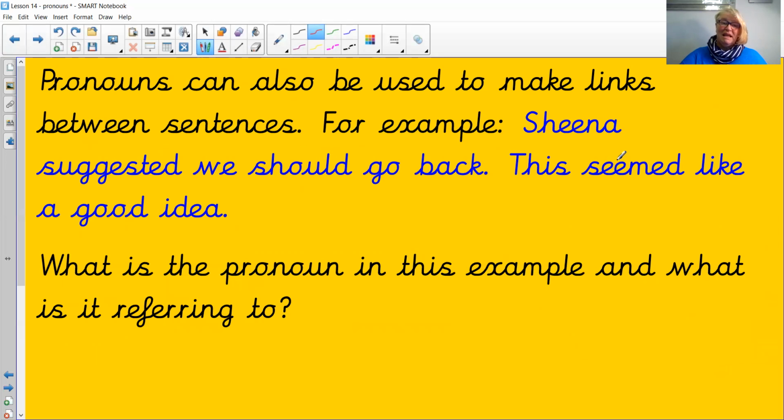Pronouns can also be used to make links between sentences. For example, Sheena suggested we should go back. This seems like a good idea. What is the pronoun in this example, and what's it referring to? We, isn't it? It's Sheena and yourself, myself. And it seems like a good idea. So Sheena suggested we should go back.